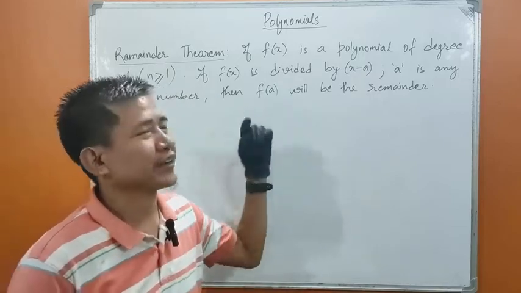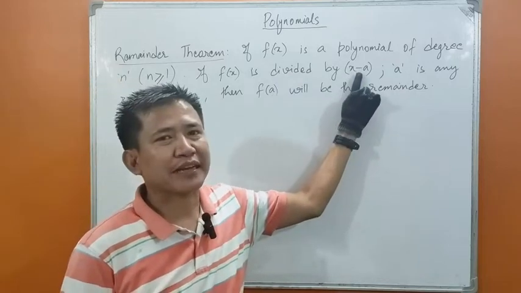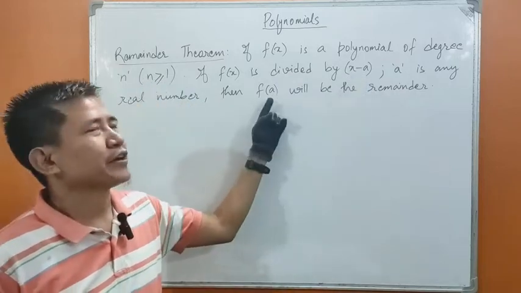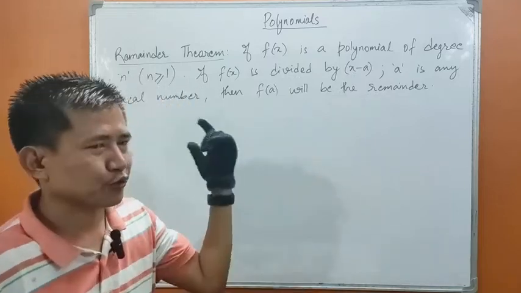According to the theorem, if f(x) is divided by x minus a, then f(a) will be the remainder. This is what we need to prove. If f(x) is divided by x minus a, then the remainder will be f(a). Let's go.